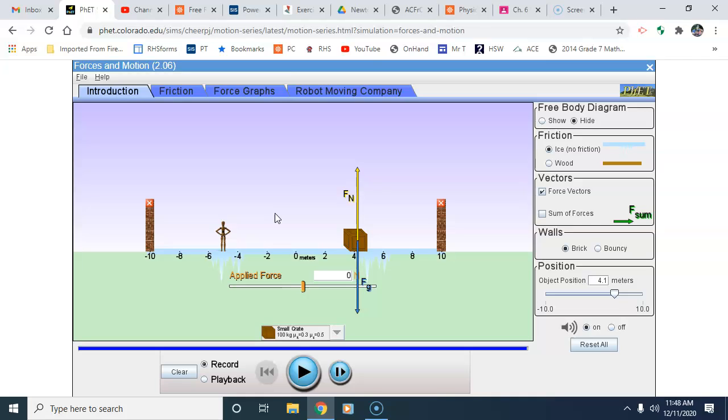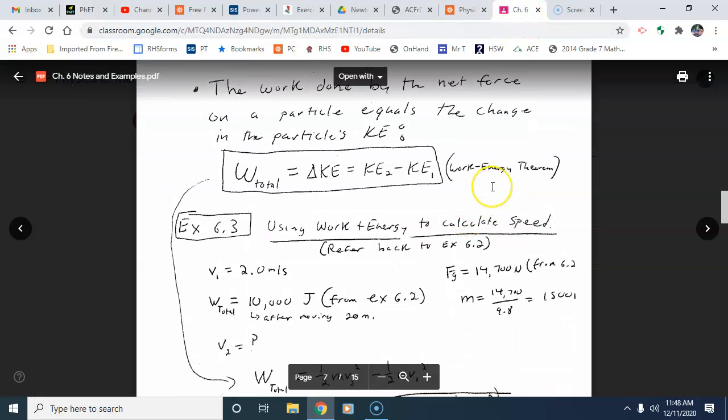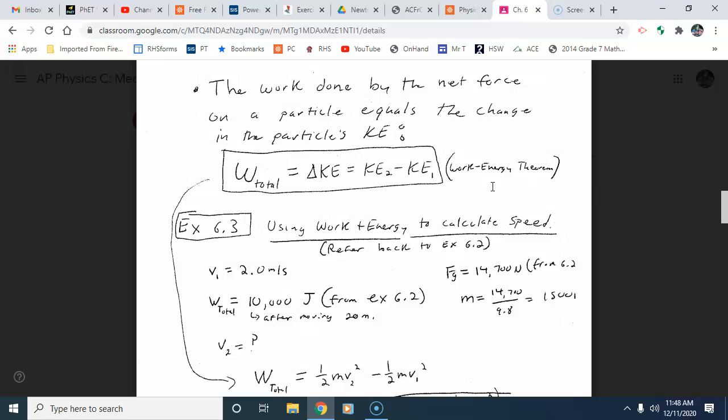But we always have to consider, when doing any kind of work problem, work is always done by any force that is on the axis of displacement. If that force is in the same direction as the displacement, it's a positive amount of work. If it's in the opposite direction, it's a negative amount of work.